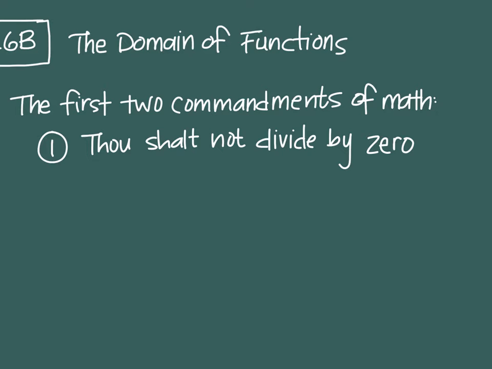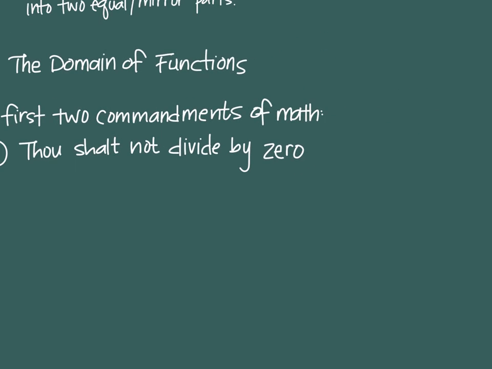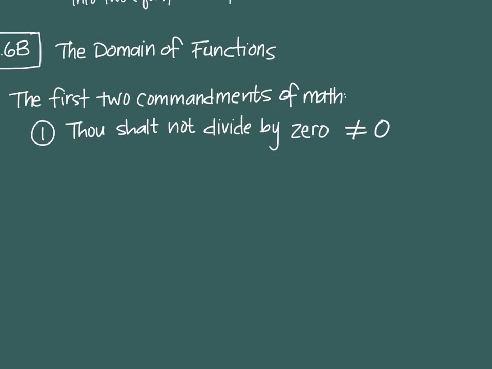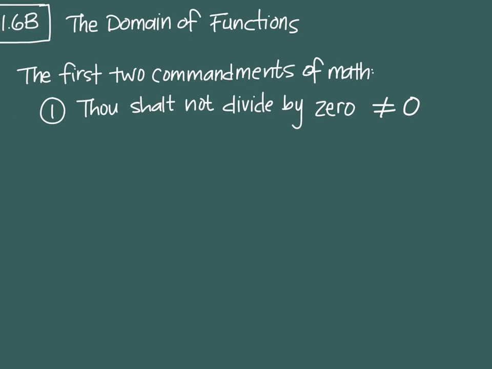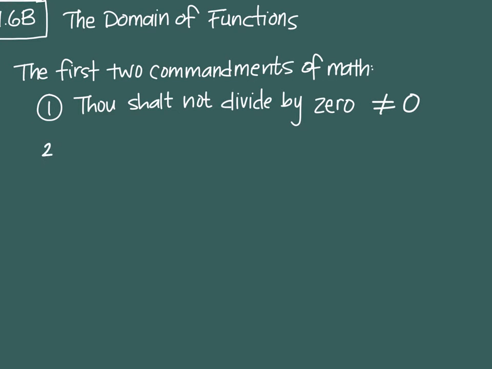All right, thou shalt not divide by 0. And to make sure that that doesn't happen, we're going to use the not equal to 0. Now, last chapter, we did all these, like, set it equal to 0, set it equal to 0. We're going to set it not equal to 0 because we do not want it to be equal to 0. All right. Can anybody else think of a second thou shalt not?